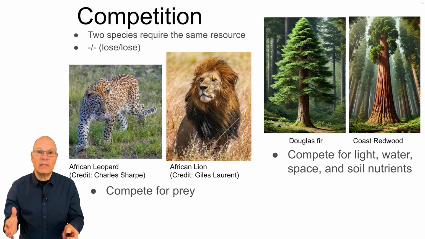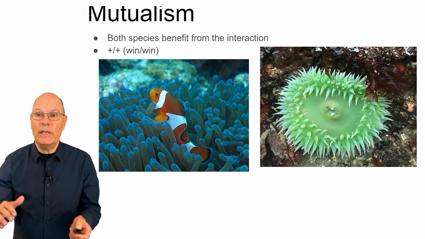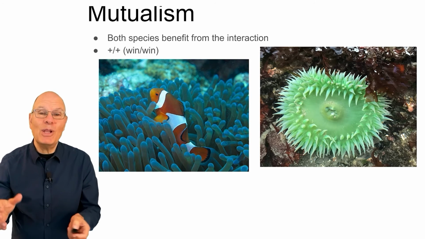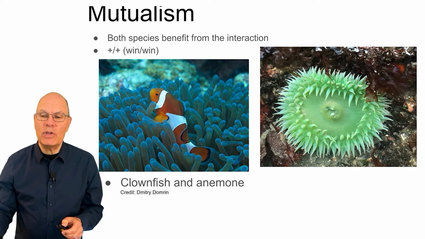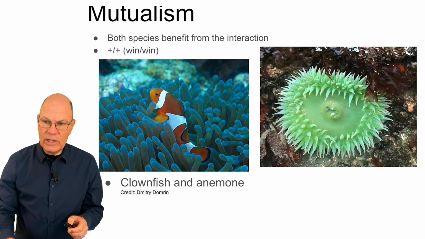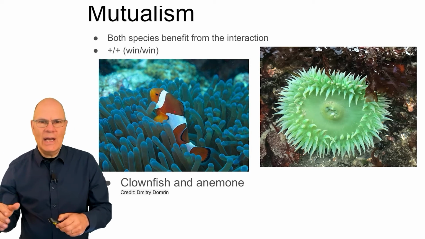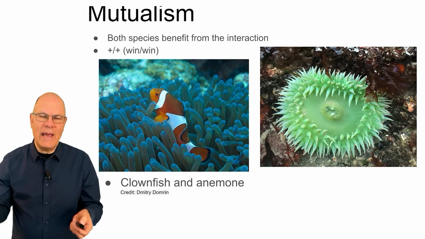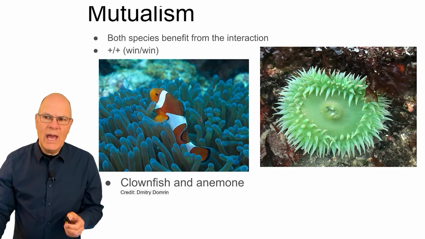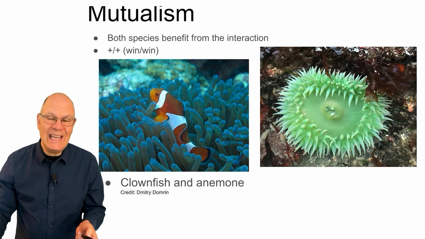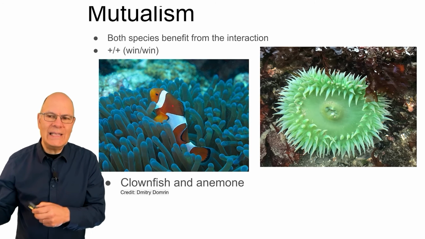Mutualism is an interaction where both species benefit from the interaction. It's a plus-plus, a win-win interaction, and here we have two examples. One is between clownfish and anemones. The clownfish lives amidst the tentacles of the anemone, and evolution has led to a situation where the anemone doesn't sting the clownfish. So the clownfish gets safety, that's its win.